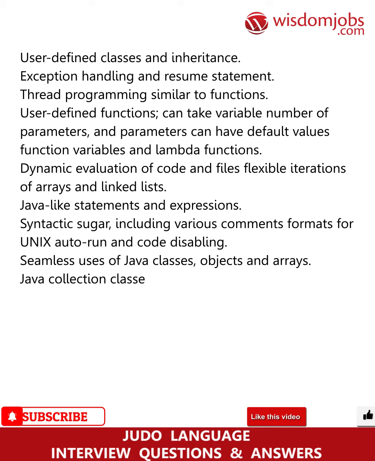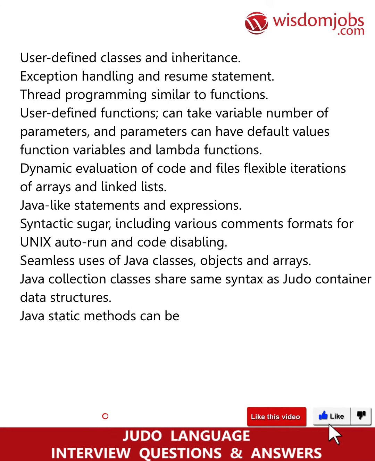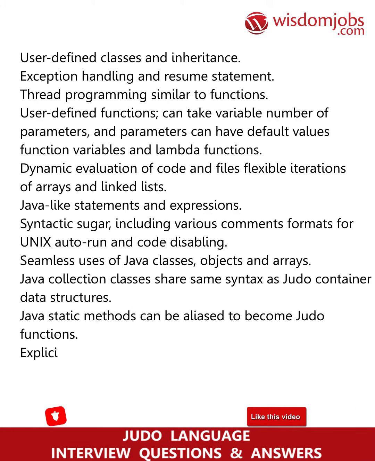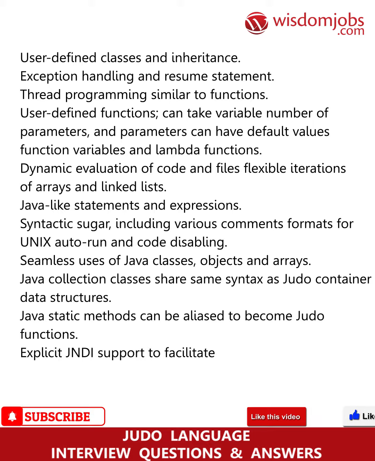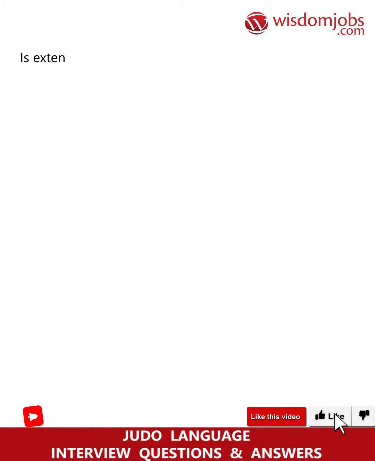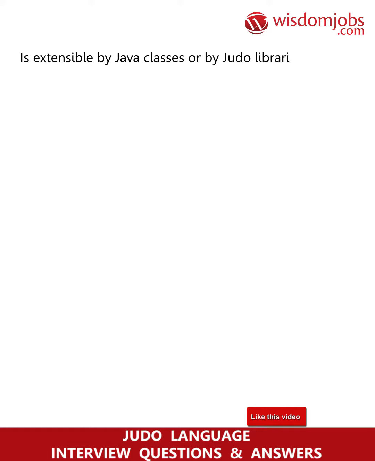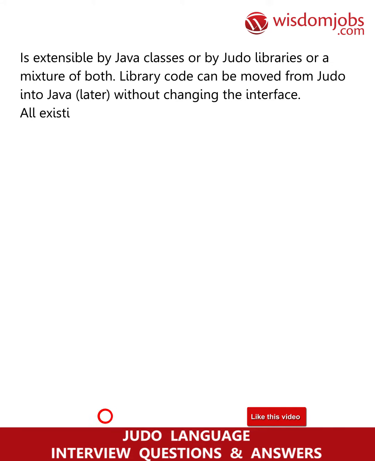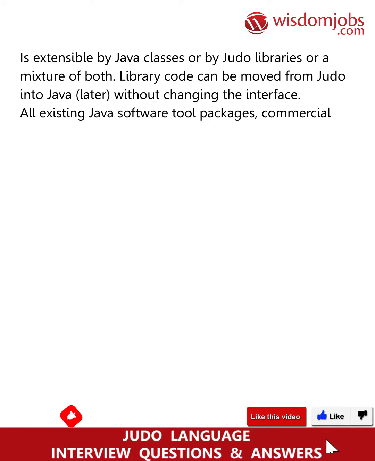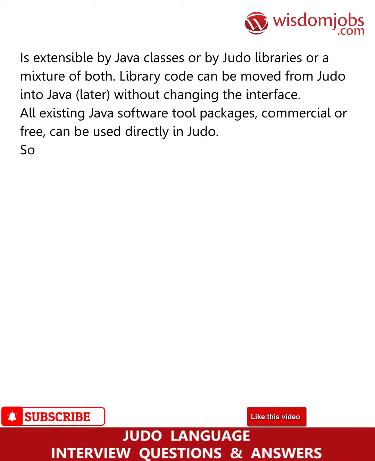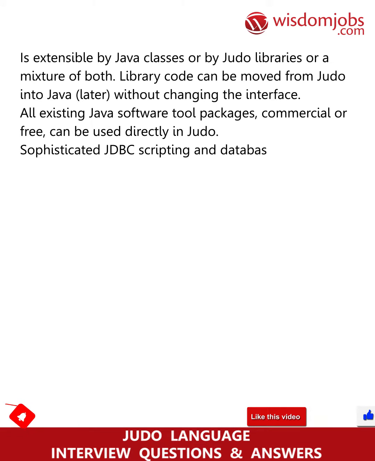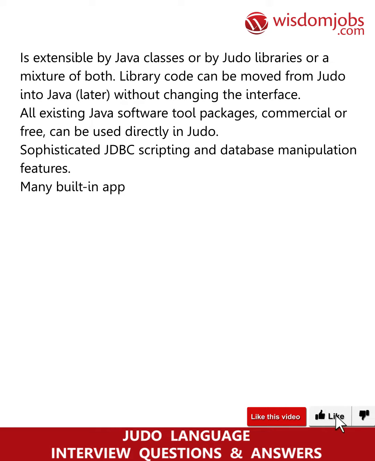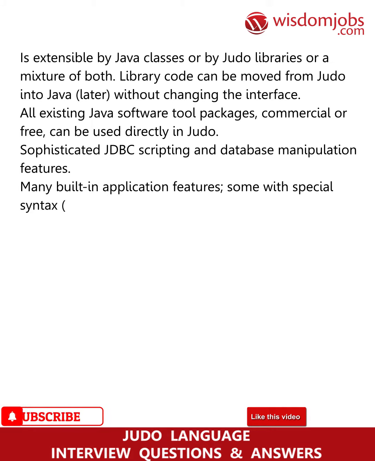Java collection classes share the same syntax as Judo container data structures. Java static methods can be aliased to become Judo functions. Explicit JNDI support to facilitate RMI and EJB scripting. Judo is extensible by Java classes or by Judo libraries or a mixture of both. Library code can be moved from Judo into Java later without changing the interface. All existing Java software tool packages, commercial or free, can be used directly in Judo. Sophisticated JDBC scripting and database manipulation features. Many built-in application features, some with special syntax, hence 4GL.